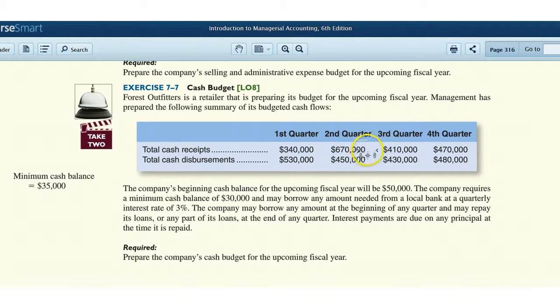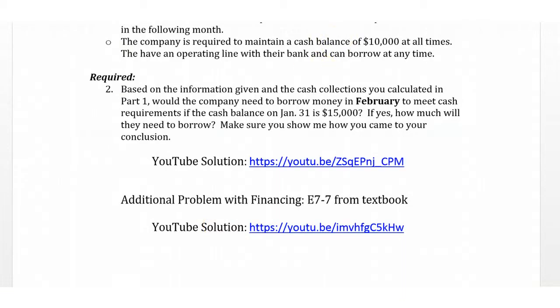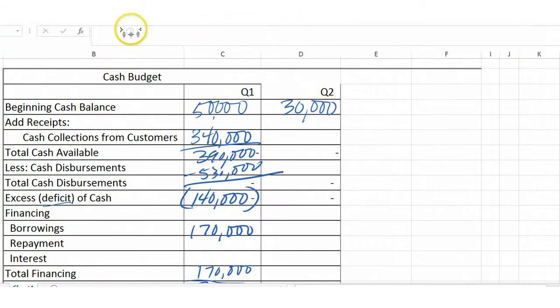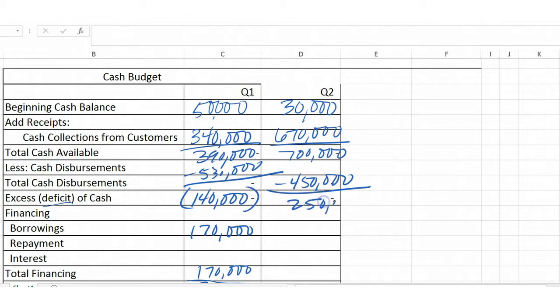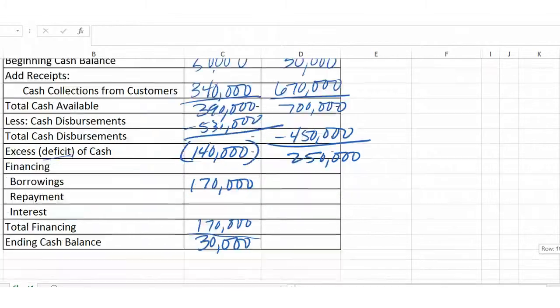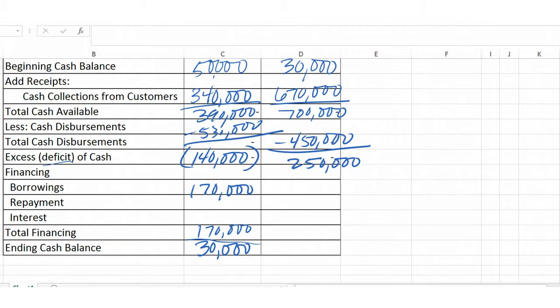In quarter 2, my receipts are 670 and my disbursements are 450. So receipts 670, giving me a total available cash of 700, minus my disbursements of 450, gives me excess cash of 250,000. So now I don't have to borrow. In fact, now I can repay, and I can repay it all because I'll still have more than 30,000 at the end.